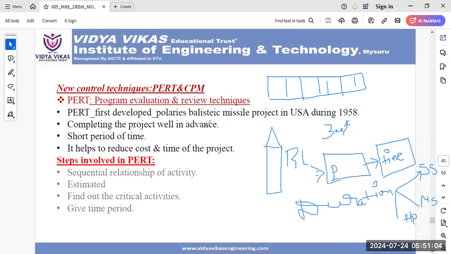Completing the project well in advance, in a short period of time, and then it helps to reduce the cost and time of the project. Here we need to follow certain steps in order to implement PERT: sequential relationship of activities estimated, and then find out the critical activities, give time period to complete the critical activities. These are all the different activities or steps involved in PERT.